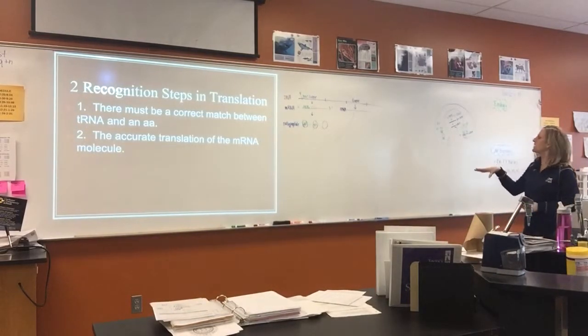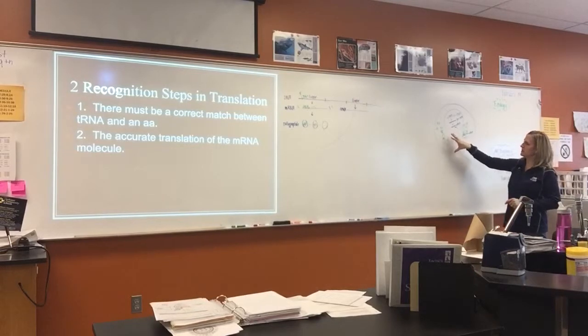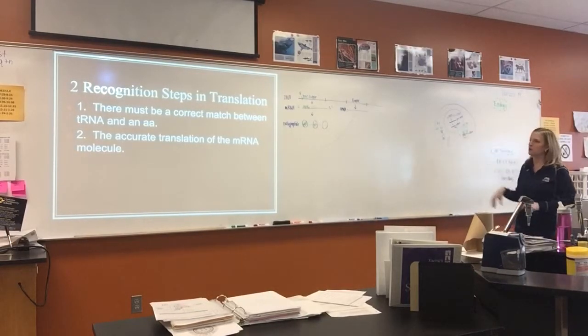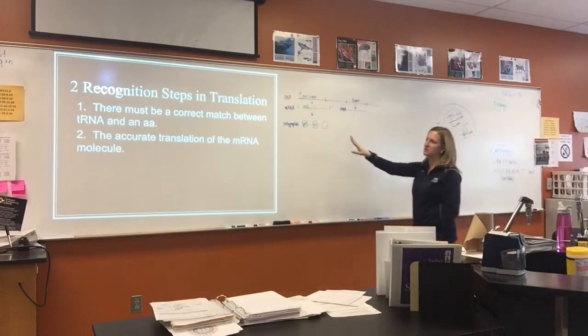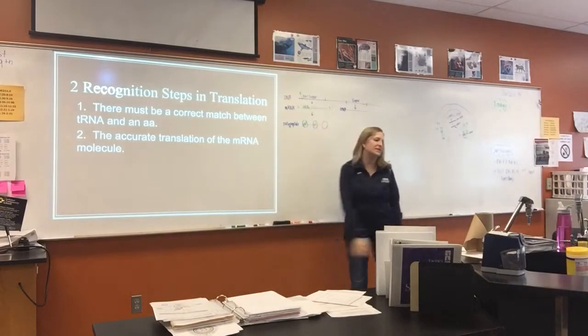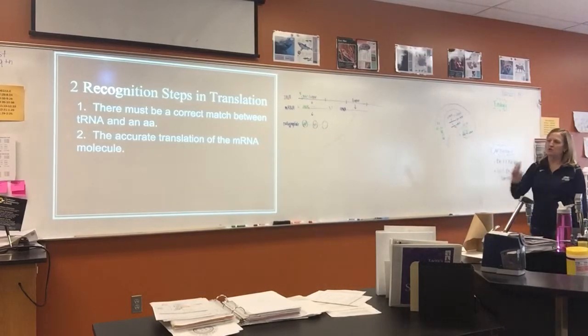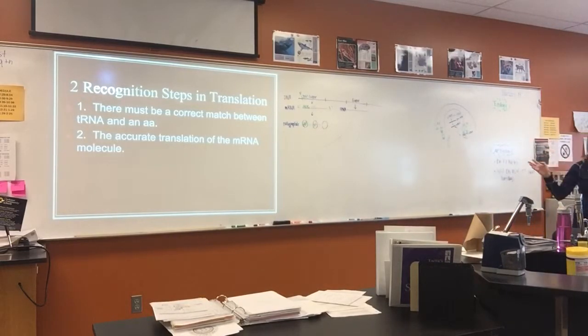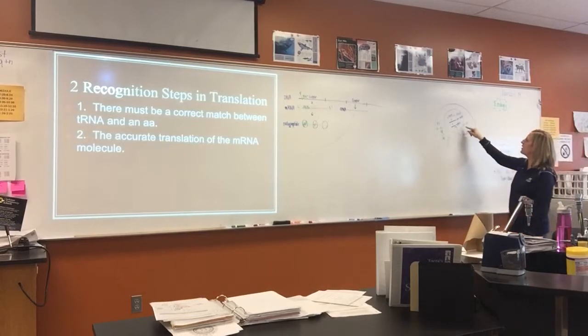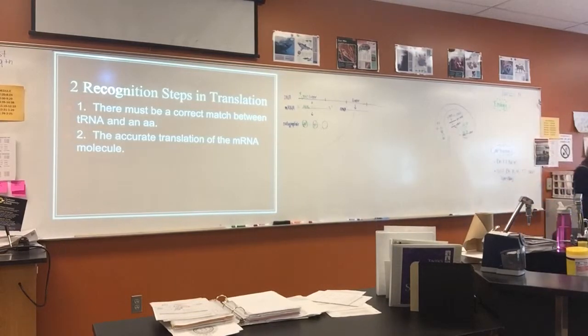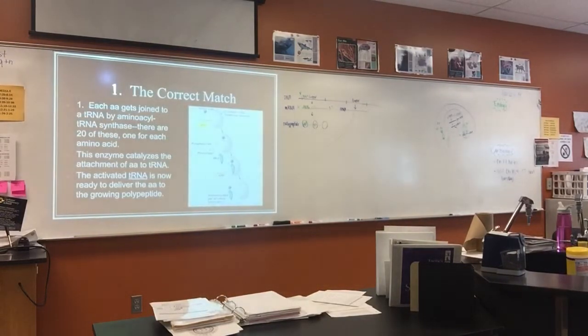So in this process that we go from picking up the amino acids to getting them in the right order to build your protein, there's two steps. There must be the correct match between the tRNA and the amino acid, so matching them up here, and the correct translation of the mRNA molecule, meaning that the amino acids are put in the right order to build the right polypeptide chain. So let's look at that correct match between the tRNA and your amino acid.